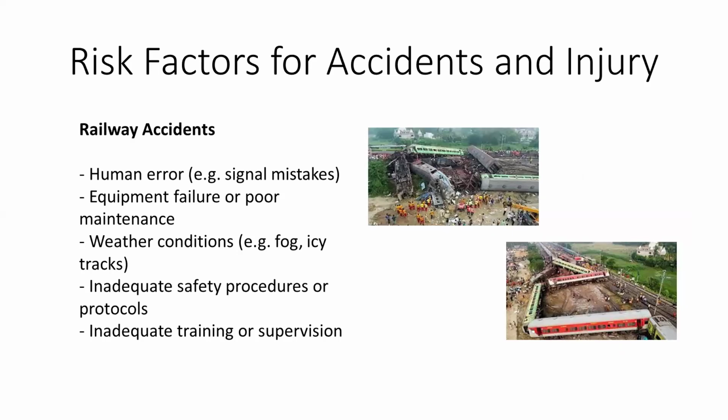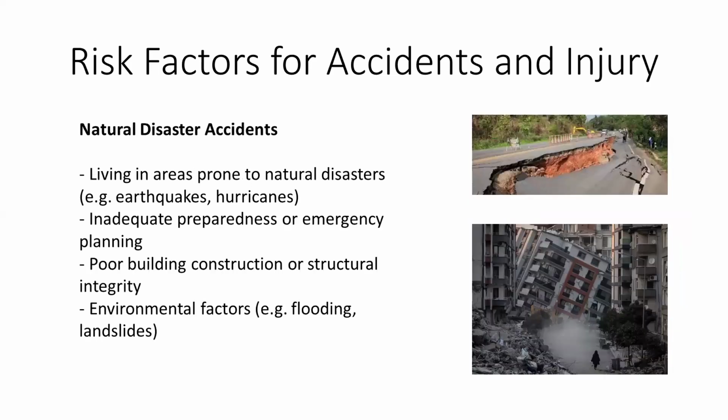Railway accidents include human errors or signal mistakes, equipment failure or poor maintenance, weather conditions, for example fog and icy tracks, inadequate safety procedures or protocols, and inadequate training or supervision. Now, natural disasters include living in an area prone to natural disasters. We have seen on the news that Turkey was the main sufferer in the last 2 years, and it included inadequate preparedness or emergency response, poor building construction, and structural integrity that is not up to mark. And of course, environmental factors including flooding and landslides.